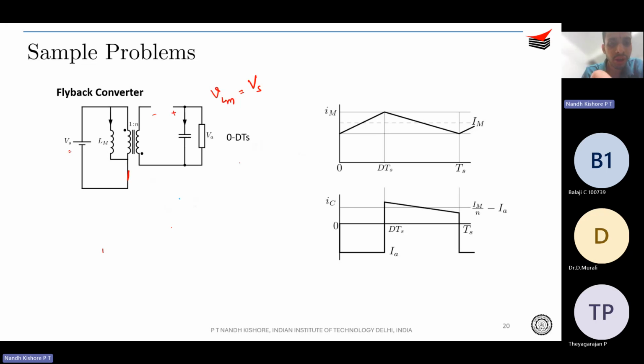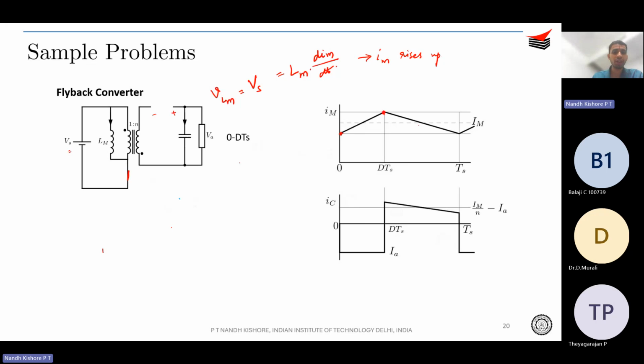Since voltage is positive across the inductor, this is equal to Lm times dIm/dt. Since voltage is positive, you will see that Im rises up. Correct? dI/dt is positive. Therefore, Im increases from some value to a peak value. So this is how the current would increase during the 0 to DTs period.